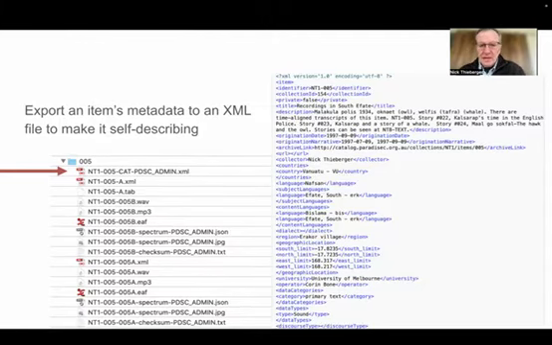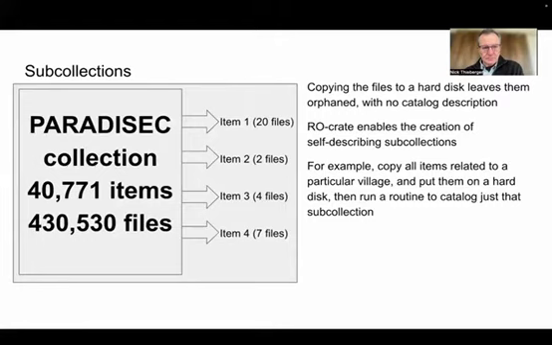So every time that catalog entry is saved, it rewrites this XML file, which means that the items in that collection, and you can see them there, the WAV, the MP3, and so on, contain within them, within that item, the description of the item as well.